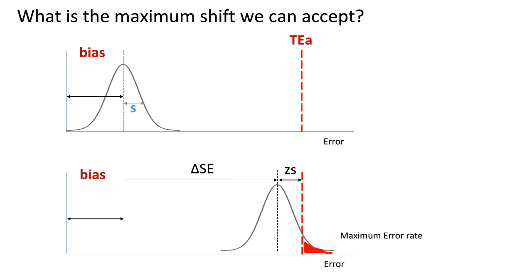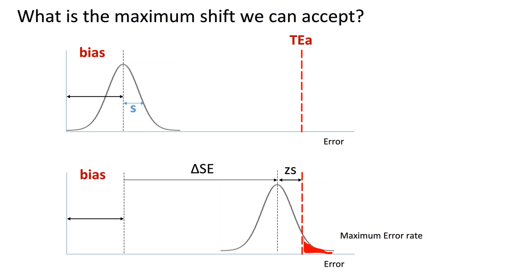In the upper panel, we see a very capable process. There is some bias, but the variation is small, and the distance from the mean to the total allowable error boundary is much greater than the variation of the process. We'll have virtually no serious errors in this situation. Now let's suppose there's a systematic error, so that there's a shift in the mean of the process. This is shown in the bottom panel. The bias is the same, but now we have a systematic error that has moved the mean of the process by an amount delta SE, so that the mean is now closer to the boundary.